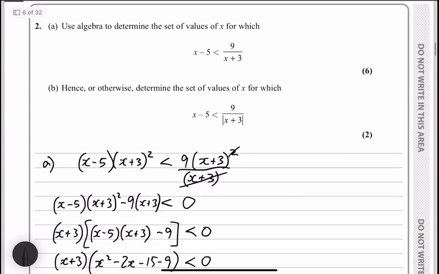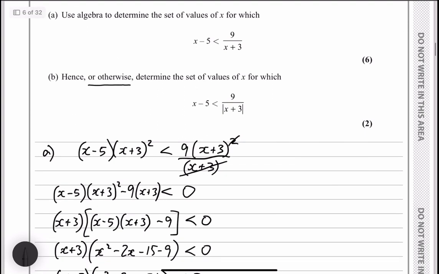Part B, hence or otherwise. So here it's giving you the choice. If you see the word hence and not the phrase or otherwise, you must use what you've just done to help with the next part. But this or otherwise is giving you a completely separate option. It's saying you can use what you've done in part A, or you can do any other method at all. You don't need to use part A. So here you could just start all over again if you wanted to. And to be honest, usually I probably would. But let's try and do a different method.